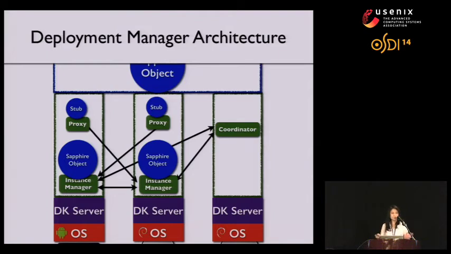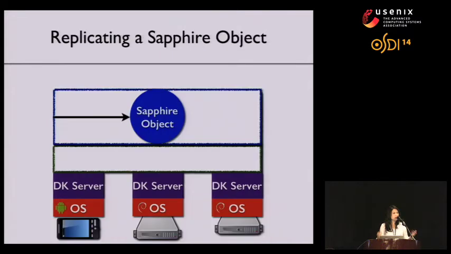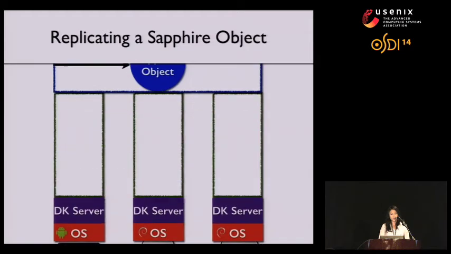To make this a little bit more concrete for everyone, I'm going to give you a couple of examples pulled from our library of Sapphire deployment managers. The first example is how we do state machine replication for a Sapphire object. Again, from the programmer's point of view, all they've done is grab this deployment manager and attach it to their Sapphire object. But let's take a look at what's going on inside.